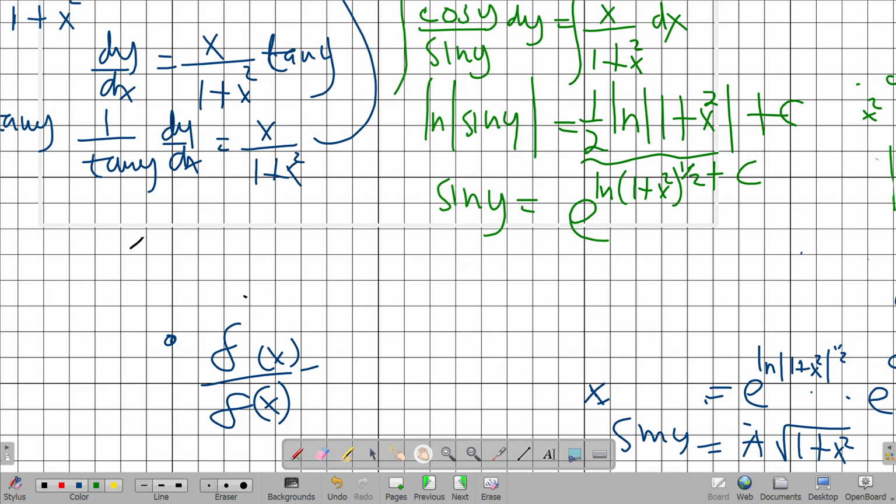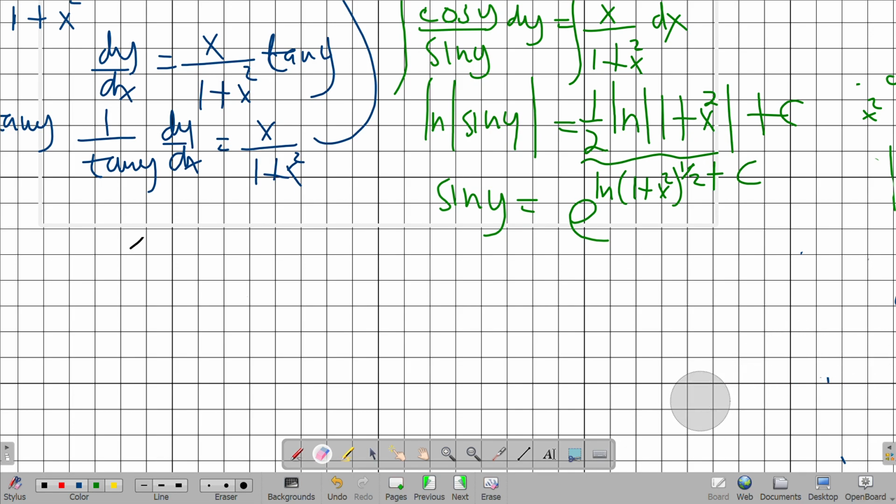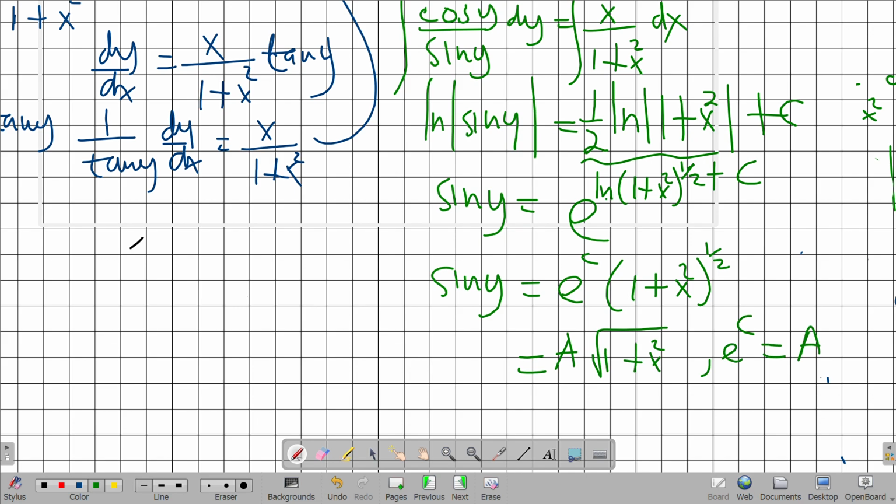And this will be written as sin y is equal to e to the power of c. These two cancel each other, we just get 1 plus x squared to the power of half. So I can actually write it as the square root of 1 plus x squared, where e to the power of c is equal to a. So I can reduce this answer to this form. Separation of variables, that's the answer.